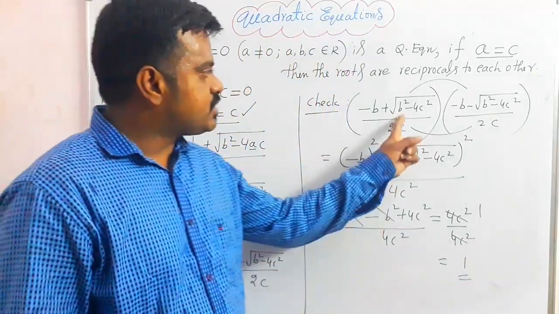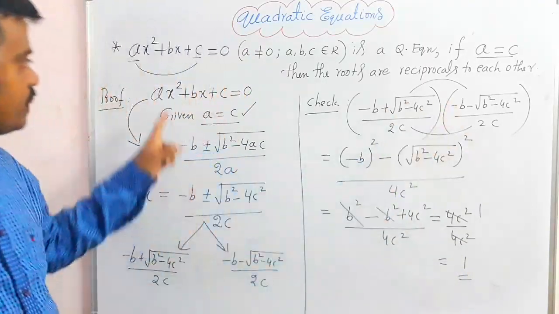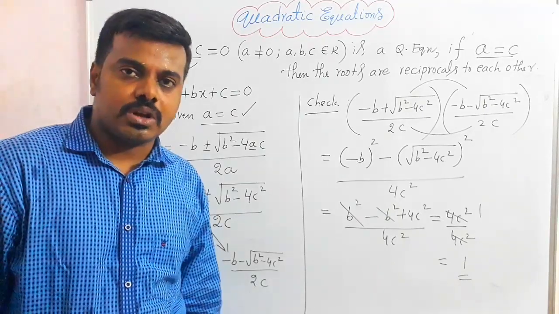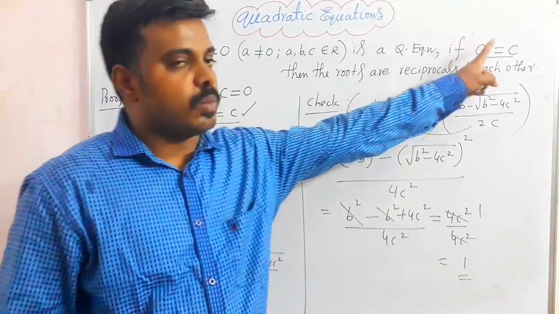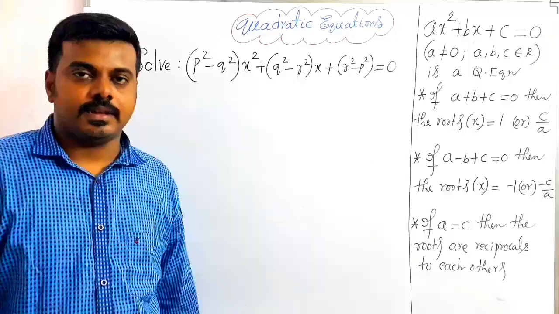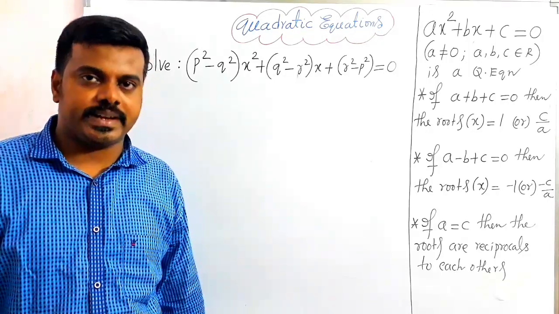That means this product is equal to 1. As these two are the roots of this quadratic equation, then you can say the roots are reciprocals to each other when a is equal to c in any quadratic equation. Let us do some examples now based on the results we discussed.